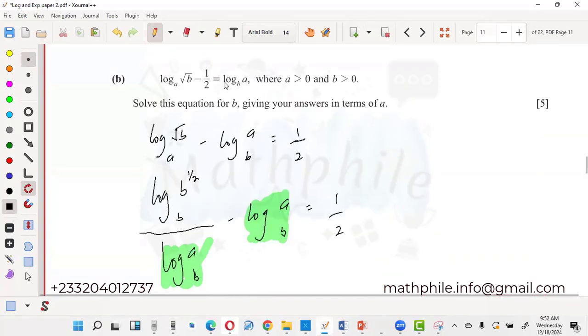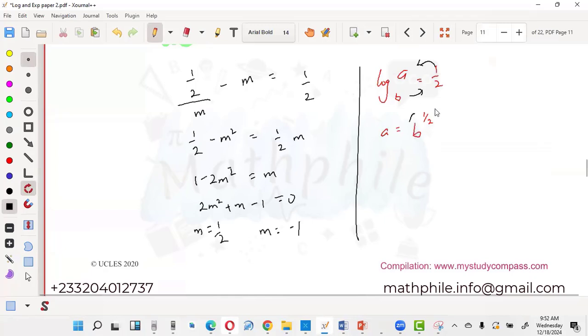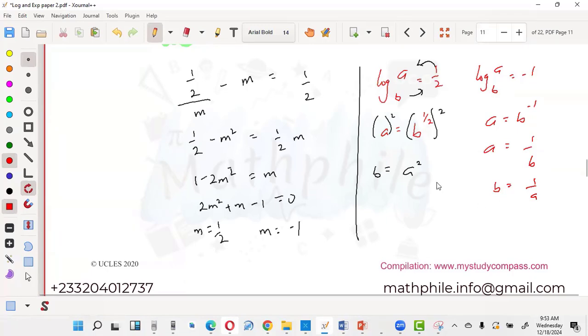We are solving for B in terms of A, so I have to square both sides. You can say that B is equal to A squared. Then also we got log A base B equals -1, so A equal to B raised to the power -1. This is simply 1 over B, so B is equal to 1 over A. So there are two possibilities.